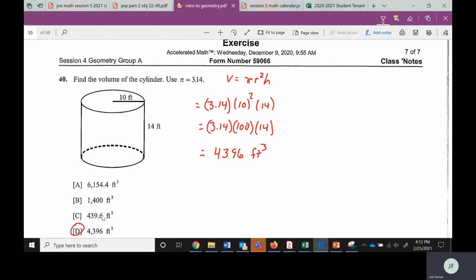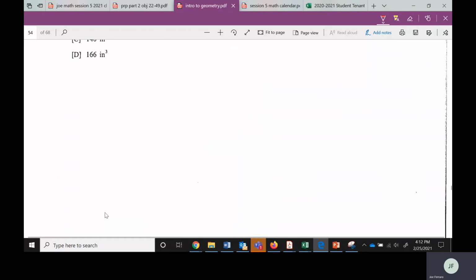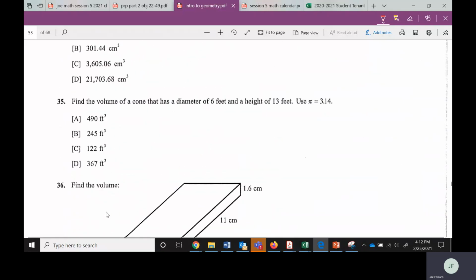Okay. And now we're going to go, last time we're going to have to go back to page 1 and then we'll go back to page 7.